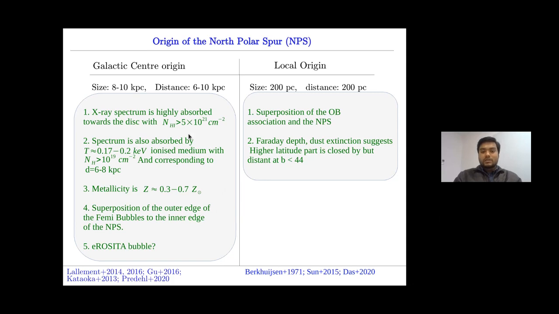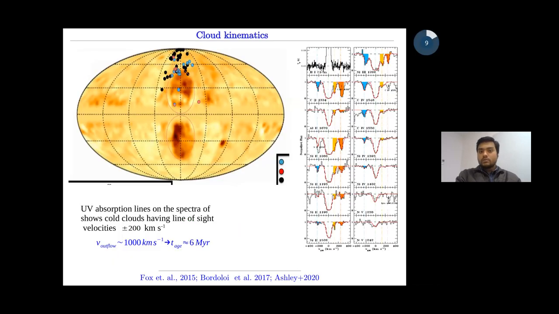So one thing I want to say is that it seems this debate is going on because two kinds of observations are saying two different things. The main proponent of a galactic center origin comes from X-ray emission, X-ray absorption towards the North Polar Spur, whereas the radio emission, or the radio Faraday depth, depolarization, etc., are saying that these structures are nearby. So I think it is still best to leave it to the observers to find out the true distance to it. But let's move on to other observations.